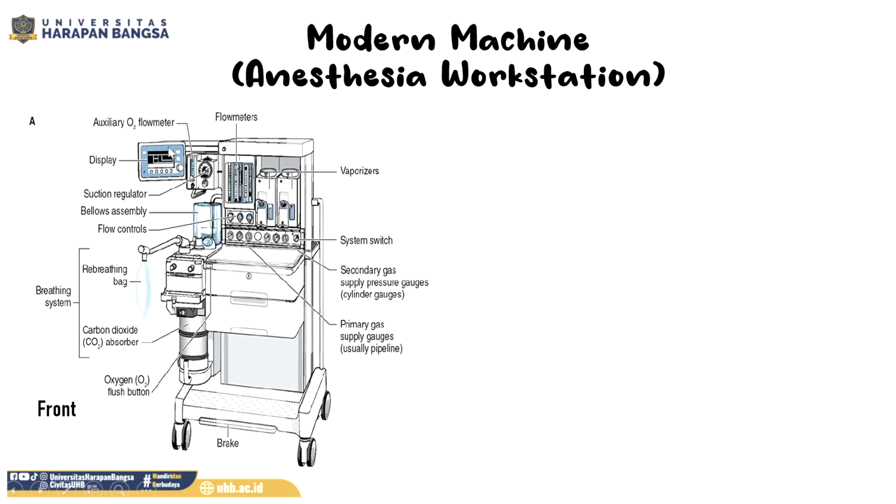This is the display. And this is the auxiliary oxygen flow meter. These are flow meters, and these two are vaporizers, and this is the system switch, and this is the secondary gas supply pressure gauges or cylinder gauges, and this is the primary gas supply gauges, usually pipeline.